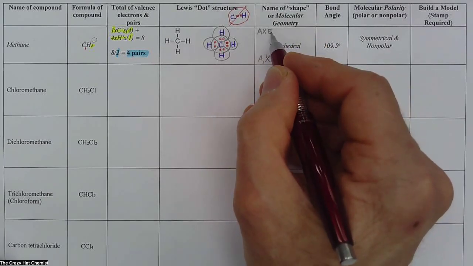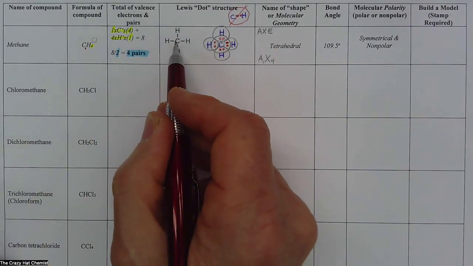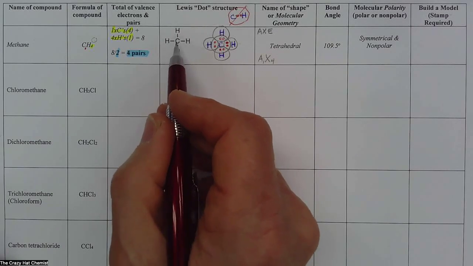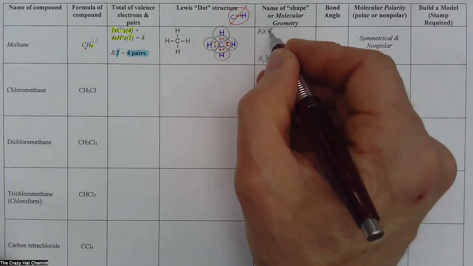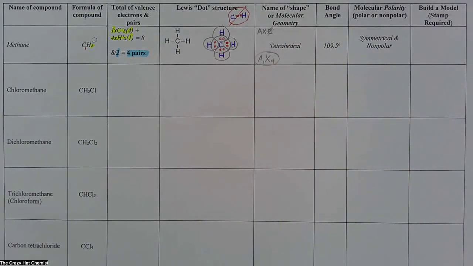Are there any E's? E's would be lone pairs on the central element. There are no lone pairs on this central element. There are bonding pairs, but there are no lone pairs. So there's not an E in this. So AX4 is my axe-like structure.